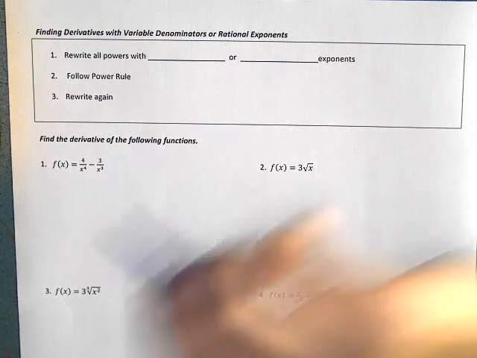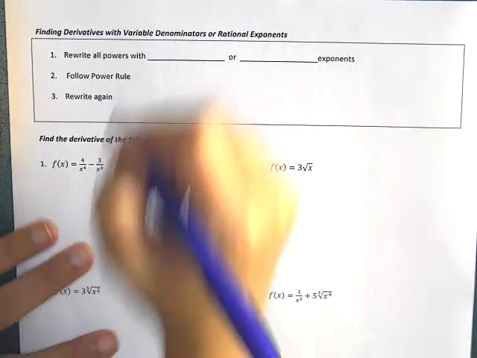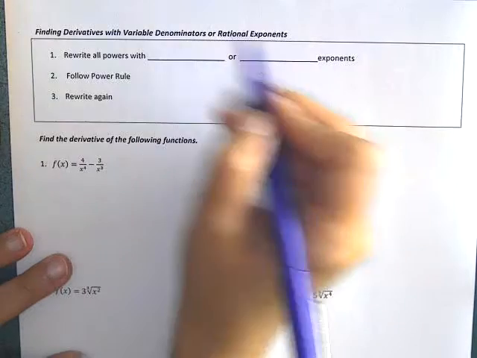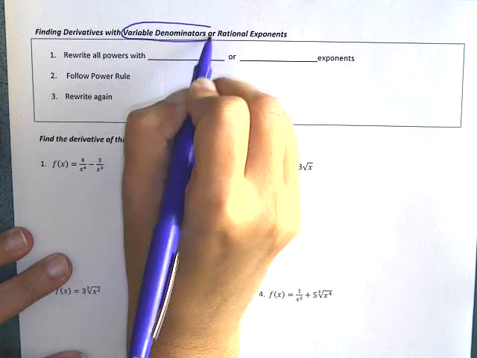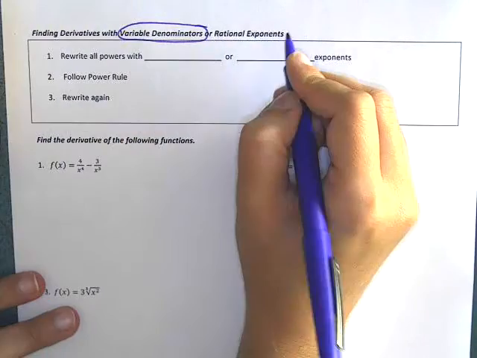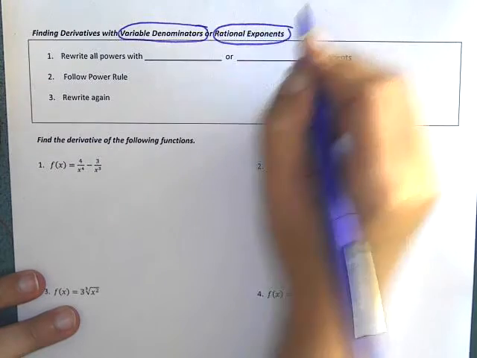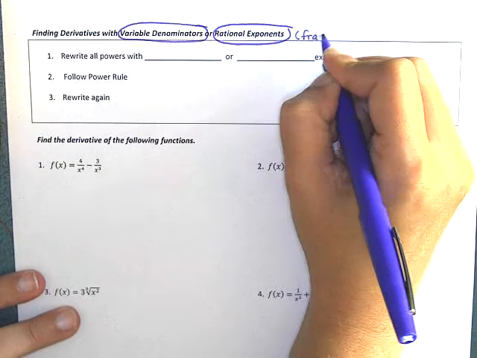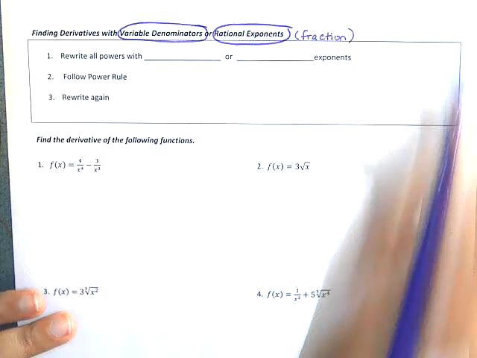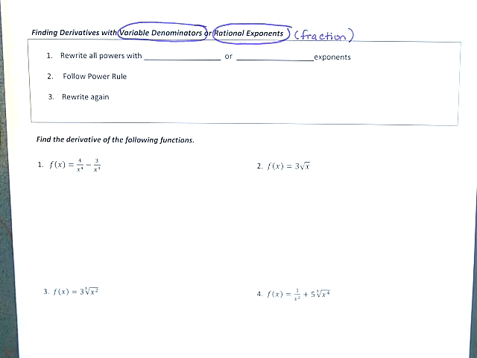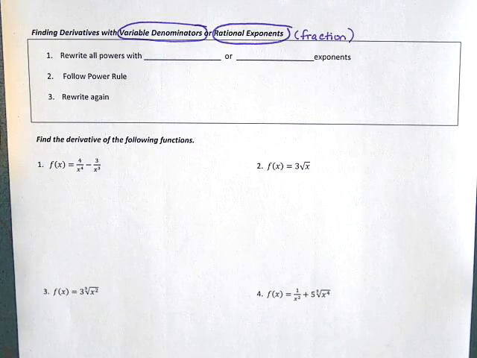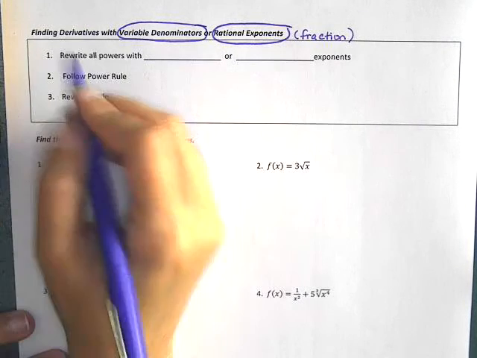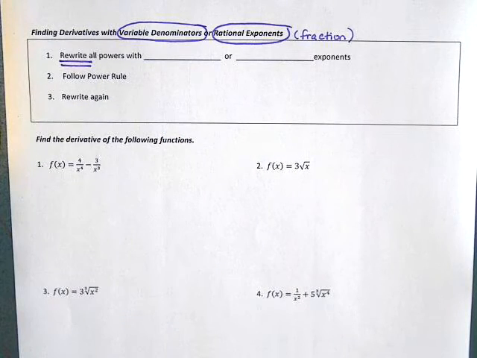So it turns out that anything with a negative exponent, which means there's a variable in the denominator, or a rational exponent, which means the exponent is a fraction, we can still use these exact same rules. Just drop it like it's hot. But it becomes much easier to do that if we rewrite the problem. So first, rewrite. Do not take the derivative yet.